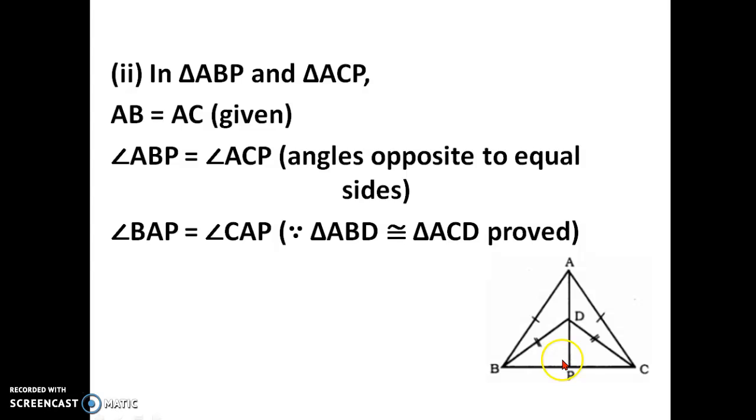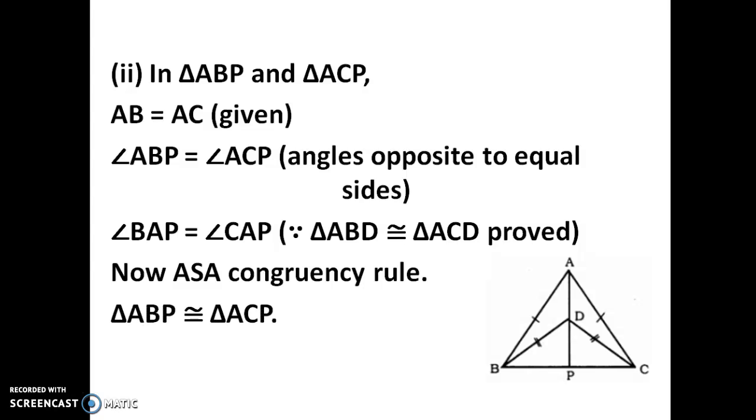Then angle BAP and angle CAP are equal. Why? Because just now we proved that these two triangles are congruent. If these two triangles are congruent, then these angles are corresponding parts of congruent triangles, so these two angles are equal. So by the ASA congruence rule, two angles and a side are equal, so we can say these two triangles are congruent.